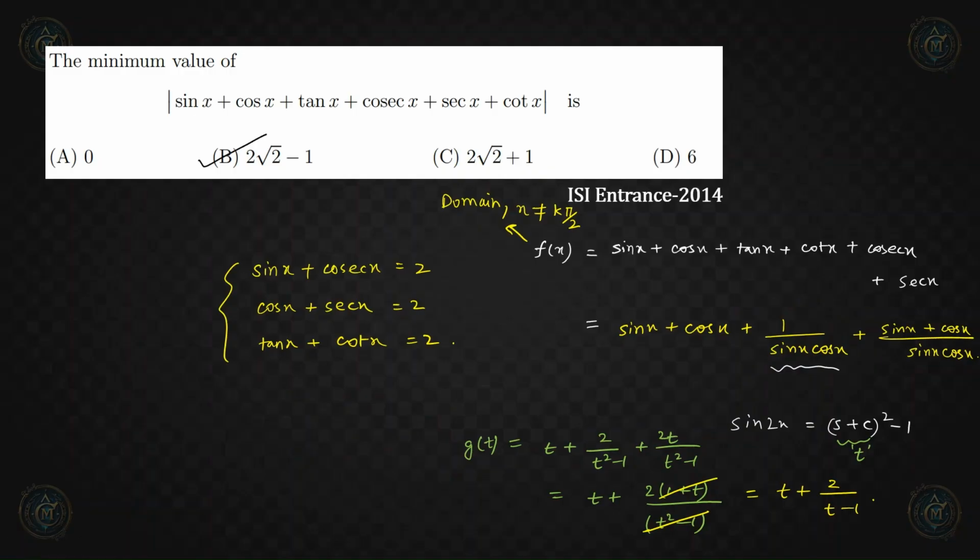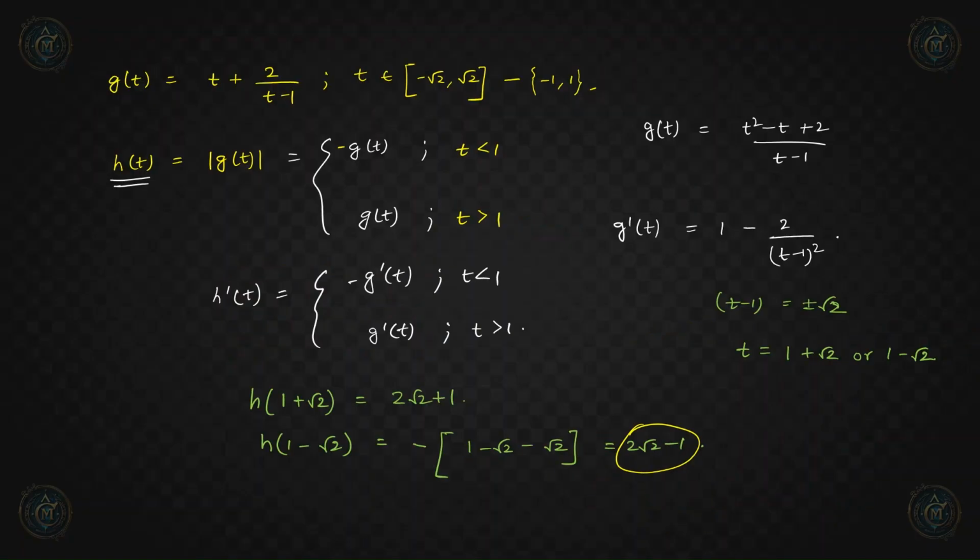So we saw how this problem should not be done using AM and GM inequality, and we also discussed why that approach is wrong. Okay, I hope you understood the concept behind this problem. How did we substitute this sine plus cos equal to some new variable, and then we applied the concepts of calculus to find the minimum value of mod of gt.